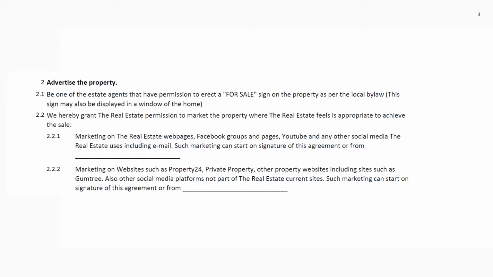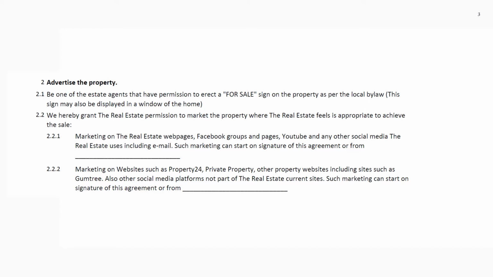2.2 deals with how marketing will be done by the real estate agent. 2.2.1 deals with our agency specifically with regards to our own website, Facebook marketing, YouTube marketing, and other social media platforms, including email. Such marketing may be done by our agency at the consent of the owner. This marketing will start on signature of this agreement or on the specific date as specified in this clause.